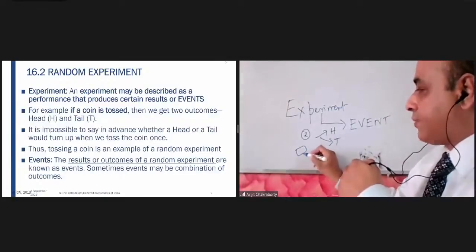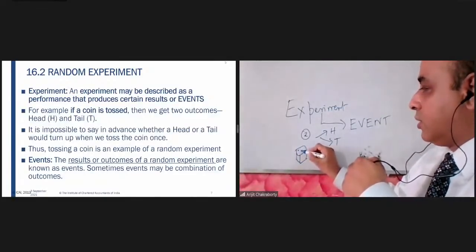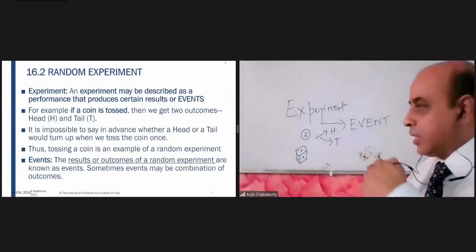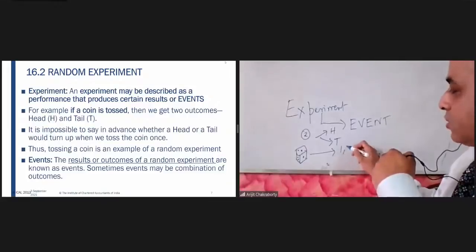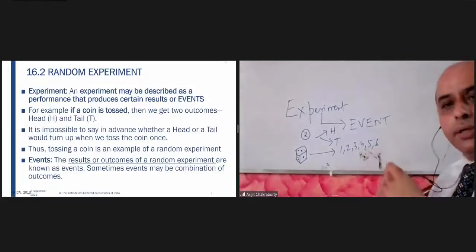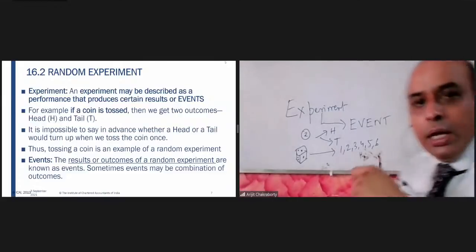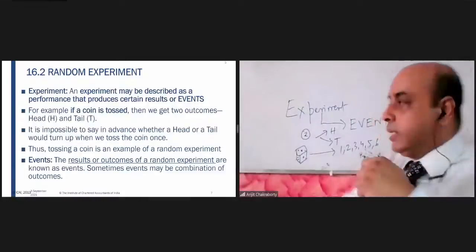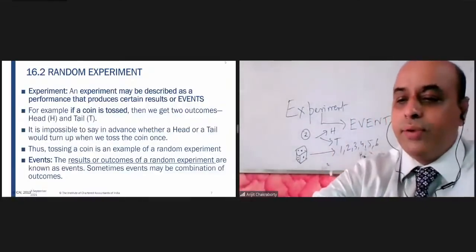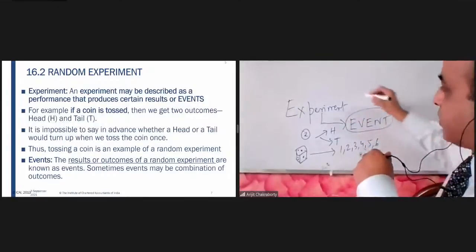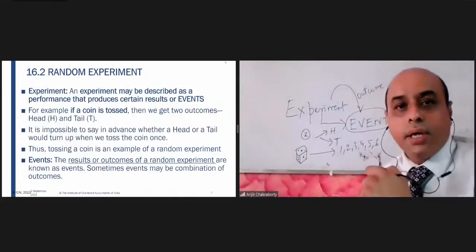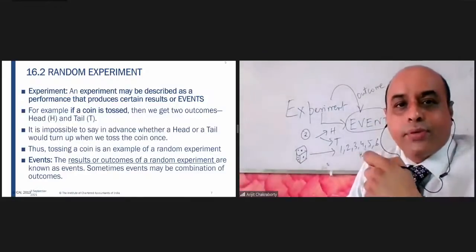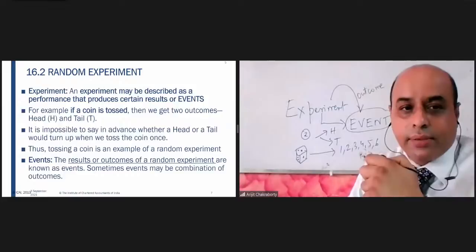Similarly, if I draw a dice, okay, I'm just drawing a dice here. If I draw a dice, throwing a dice is an experiment. What will be the event? The event can be either 1, 2, 3, 4, 5, or 6. That means there can be 6 possible events. So I can say in very simple terms, event is nothing but the outcome. Event is the outcome of an experiment. Okay, so if experiment is the input, the output is the event.